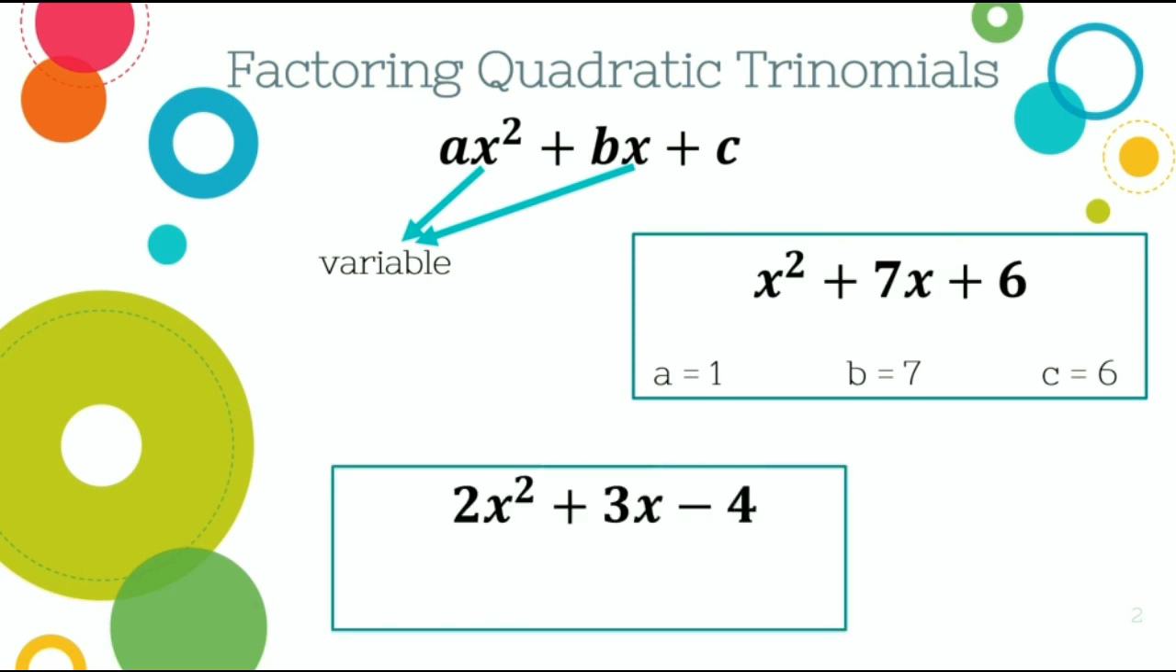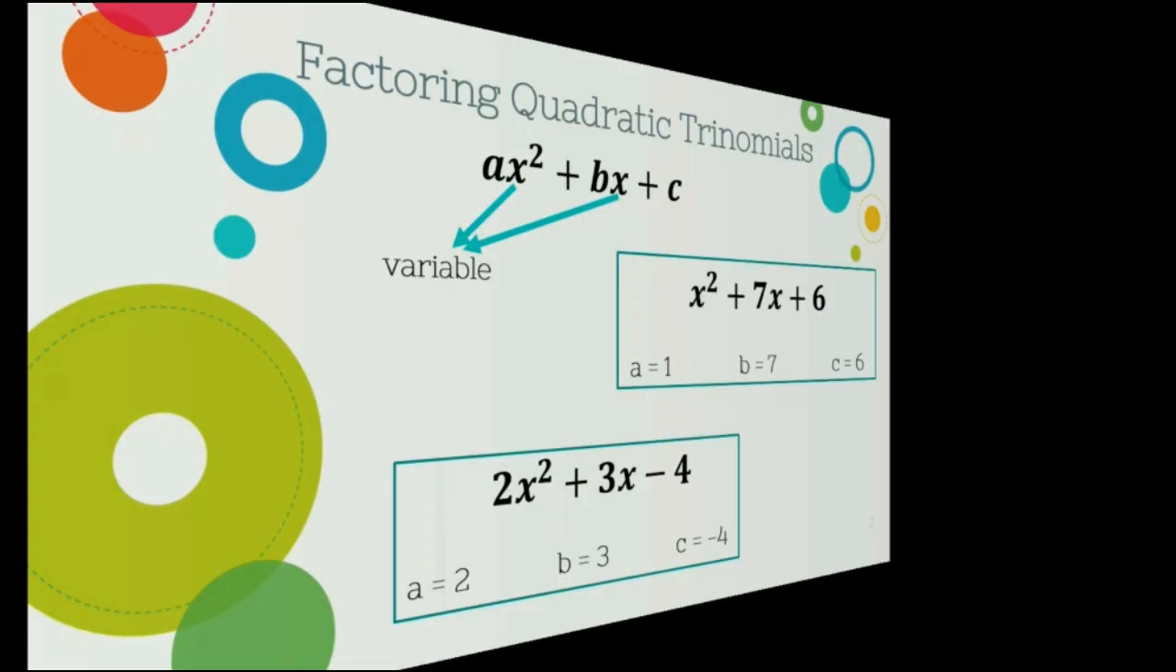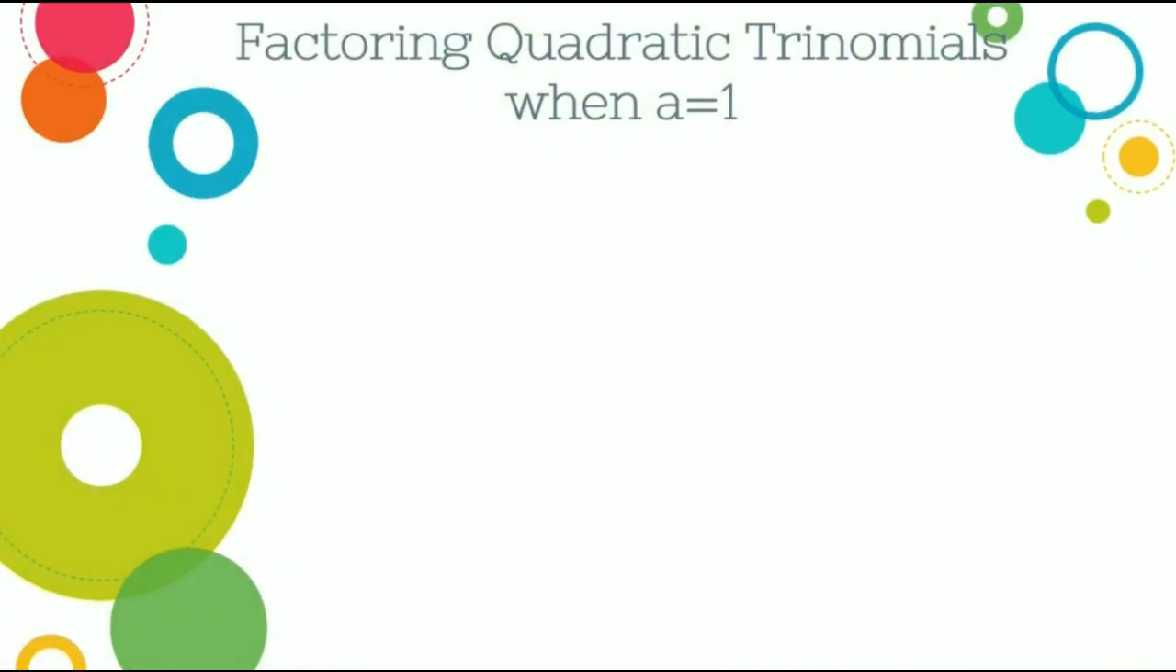Another, 2x squared plus 3x minus 4. a is 2, b is 3, and c is negative 4. Let's start with factoring quadratic trinomials when a is equal to 1.